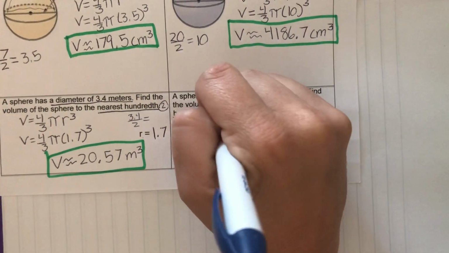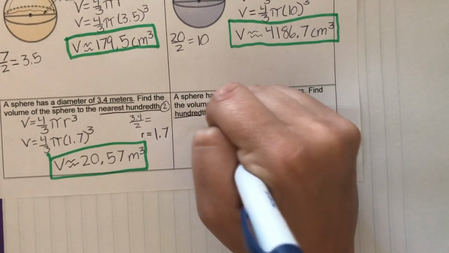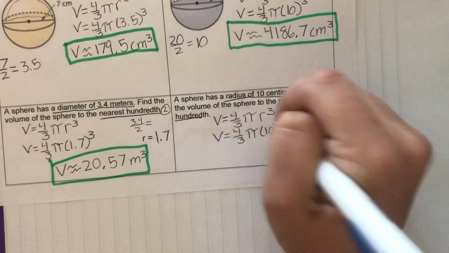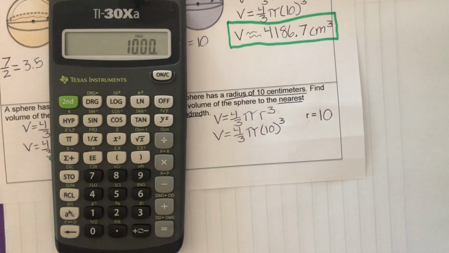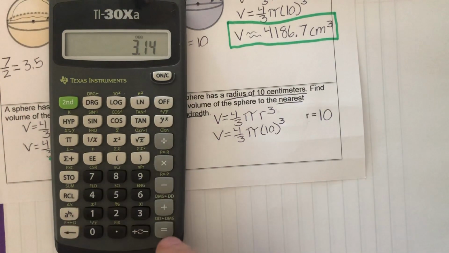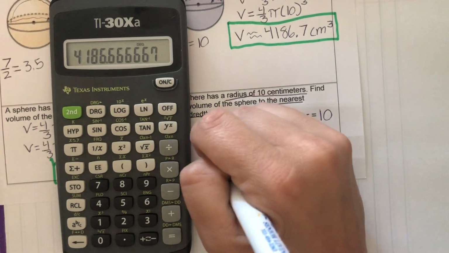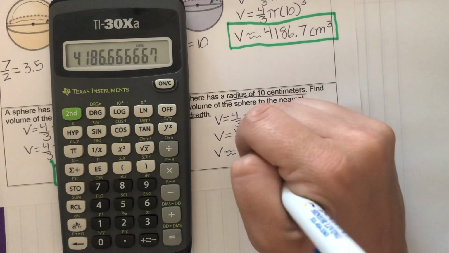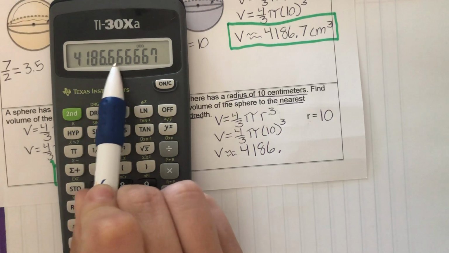All right, now we're going to write our formula out. Substitute the radius in. We have 10 cubed times 4/3 times pi, 3.14 for pi. And this is our decimal here. So the volume of the sphere is approximately 4,186. We need to make sure we round to the hundredths place.